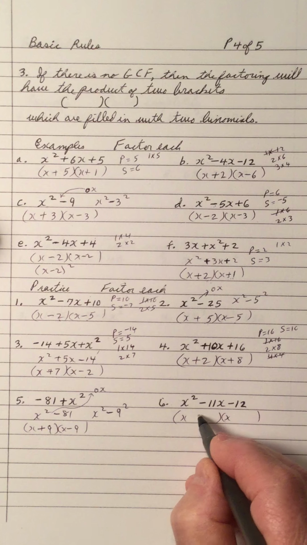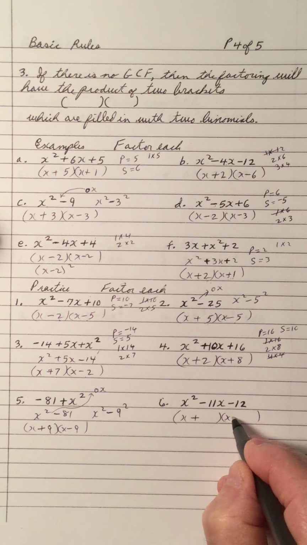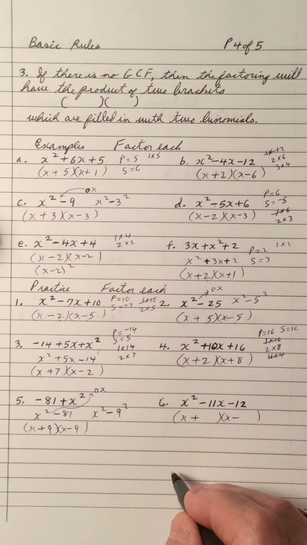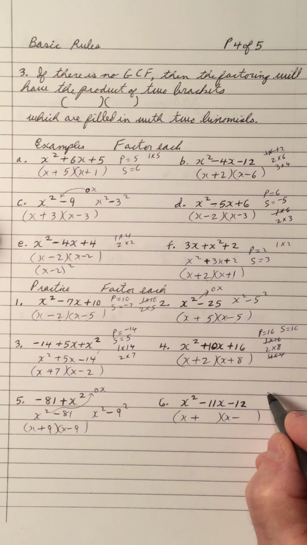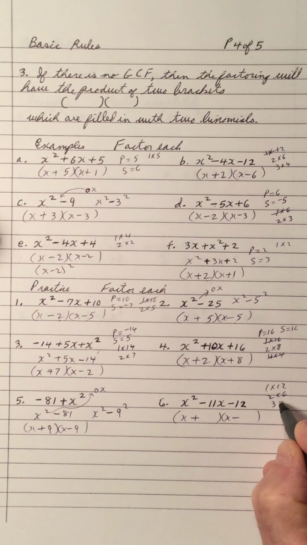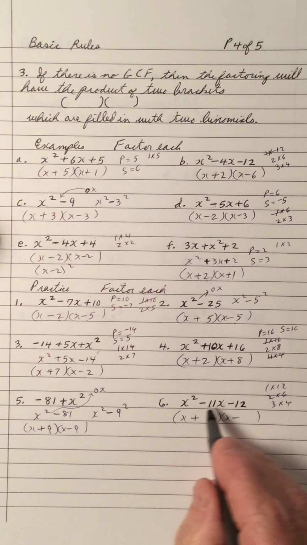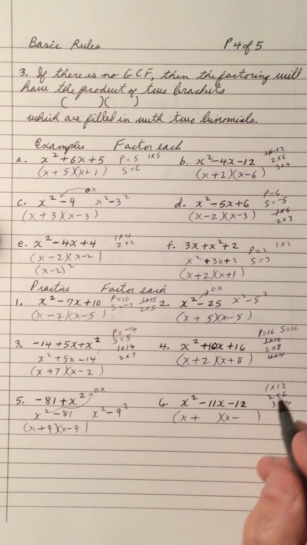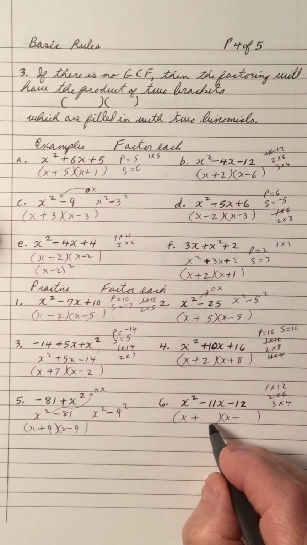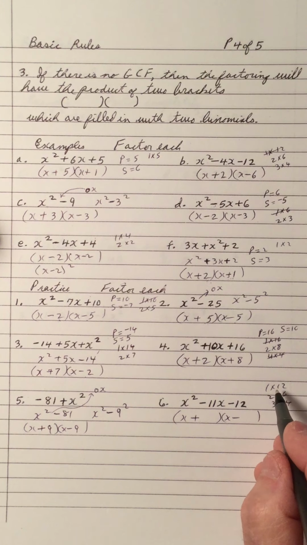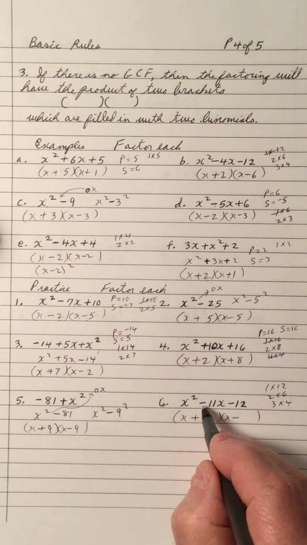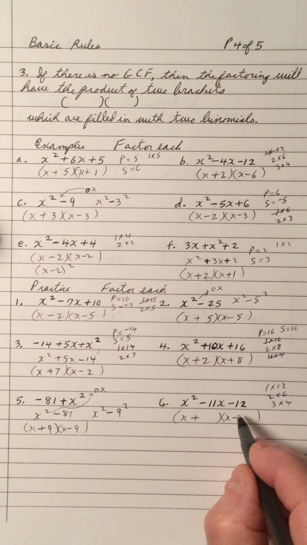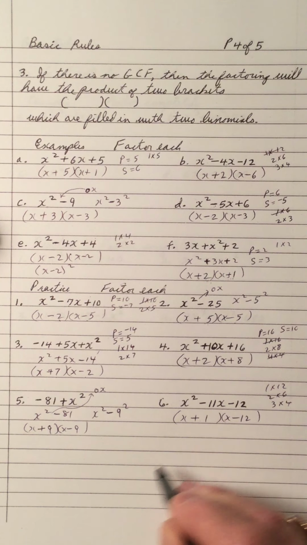The product is negative, so we're guaranteed to have a plus and a minus. They'll multiply to give you a negative. The factors of 12 are 12 and 1, 2 and 6, or 3 and 4. Which pair of factors? Again, signs differ, so the factors differ to give 12 and 1. But the larger factor has to be negative in order to get the negative 11 when we add. So it's a negative 12 plus 1.